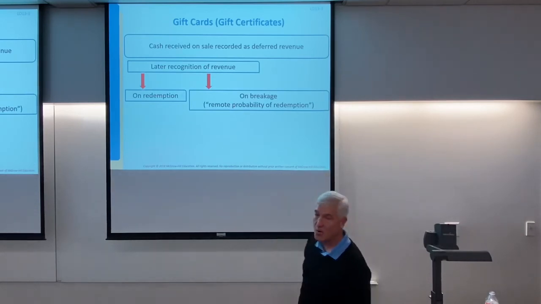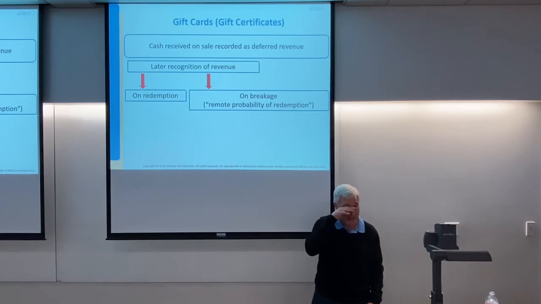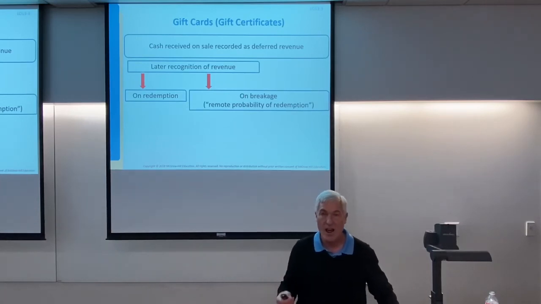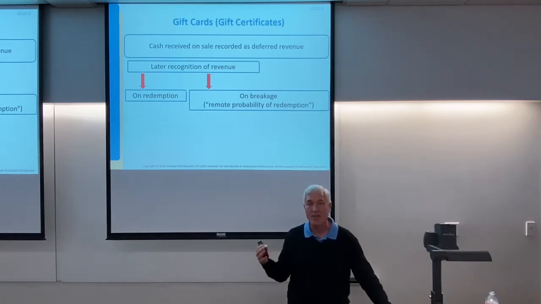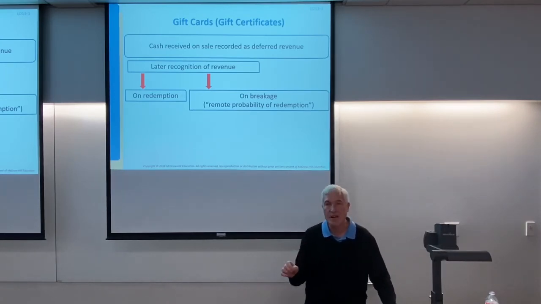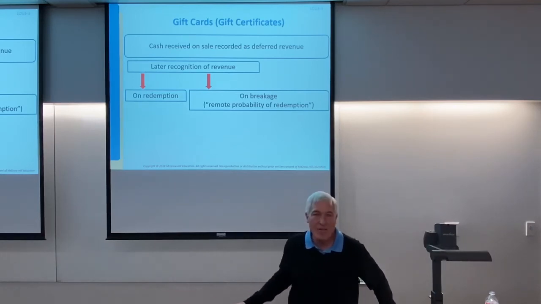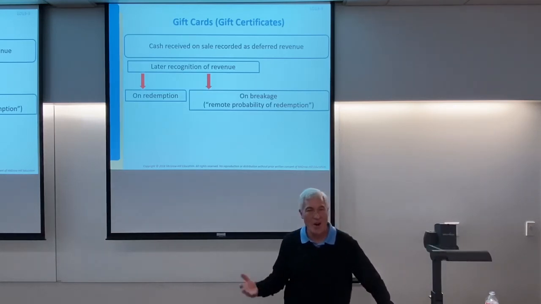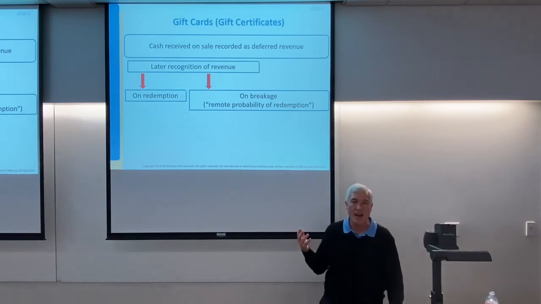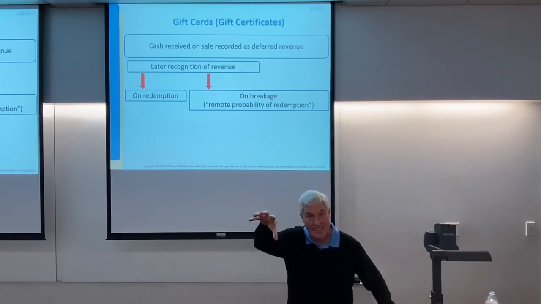Now, here's one interesting thing. There could be breakage with these, in that not everybody will use these. And so at some point, we may be able to recognize breakage and not recognize the entire amount of that liability. In other words, if Chili's knew that 10% of the customers on average never will use this, they'll lose their card, whatever, then on that 10%, they can reduce that liability down by 10% and recognize a smaller liability, and it will increase their revenues because they got 100% of the cash, right?